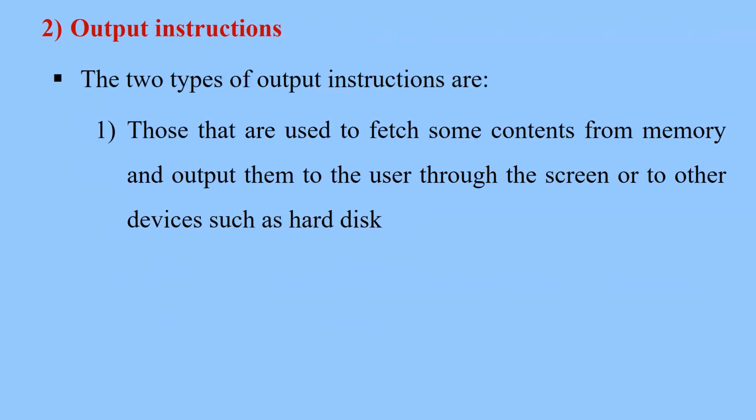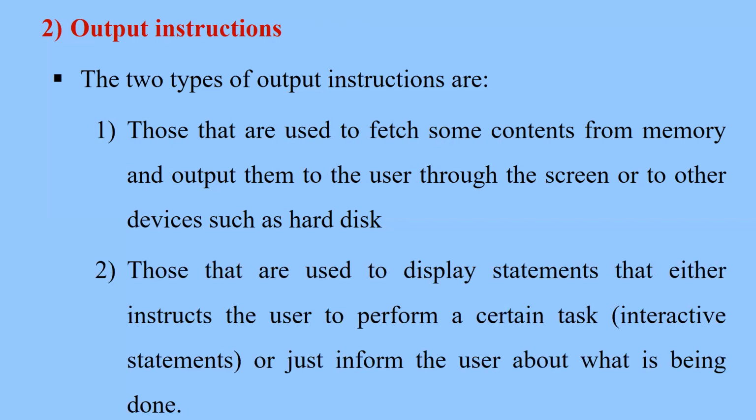Let's now look at output instructions. The two types of output instructions are, number one, those that are used to fetch some contents from memory and output them to the user through the screen or to other devices such as hard disk. Number two, those that are used to display statements that either instruct the user to perform a certain task, which we call interactive statements, or just inform the user about what is being done.